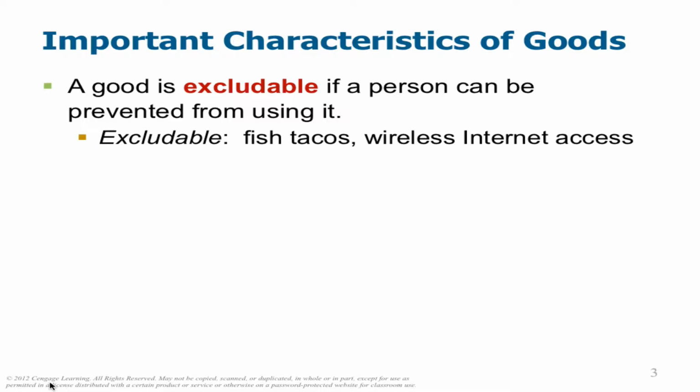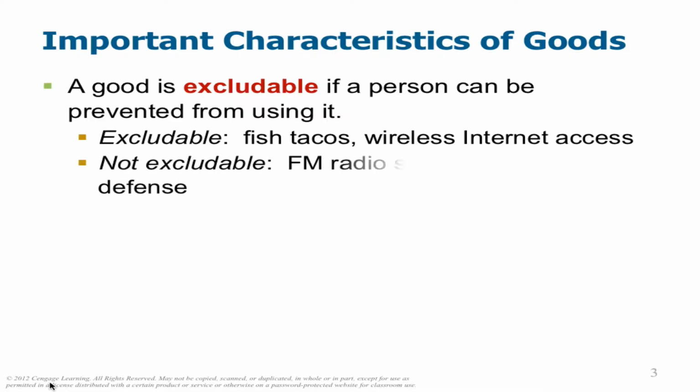Okay. Things that aren't excludable. FM radio. If you have a receiver, you can get the radio signal. National defense. If you choose not to pay your federal taxes, the Army does not come and erect a bullseye on the roof of your house. It does not put a billboard in your front yard that says terrorists blow up here. Okay? It's not excludable. You get that protection whether you've paid for it or not.